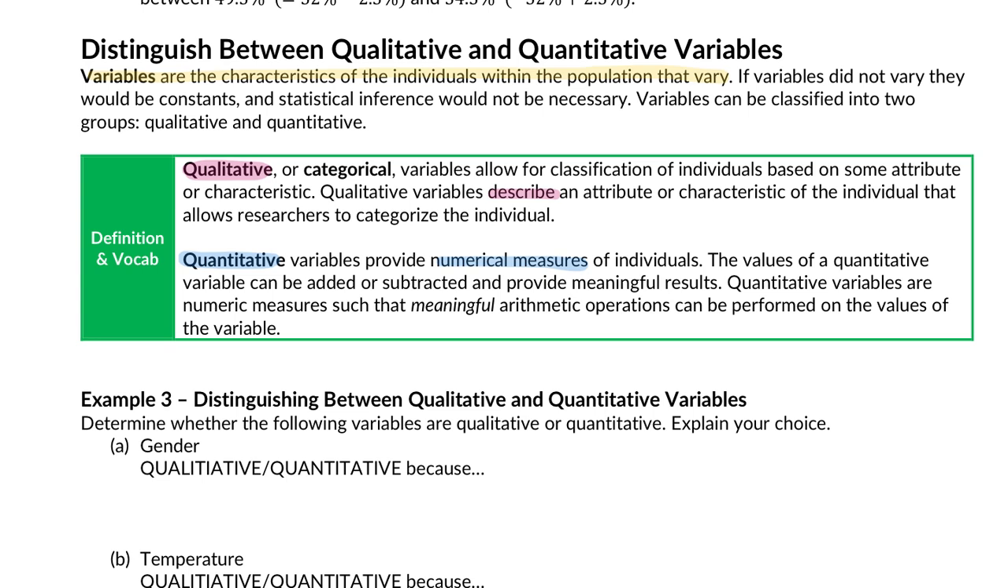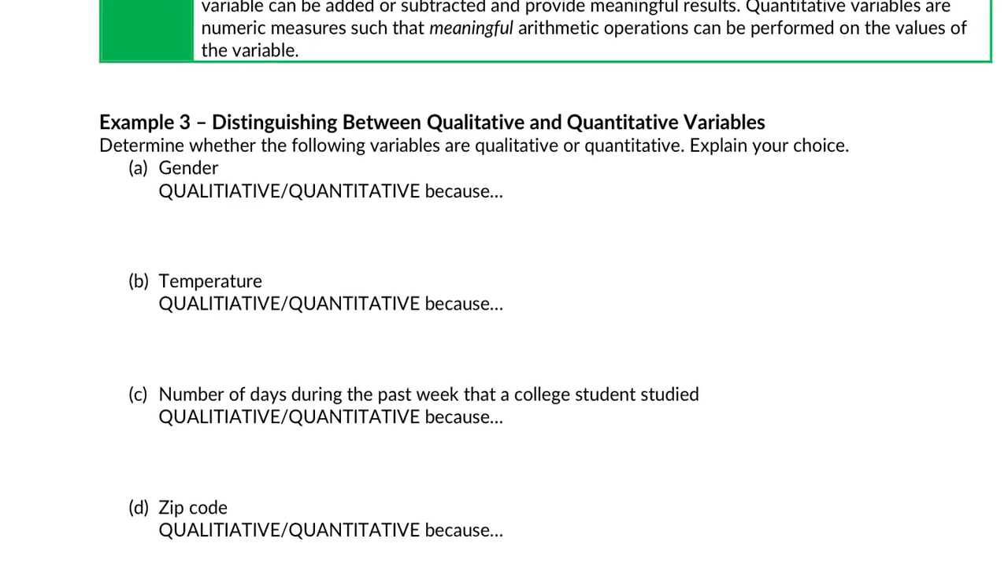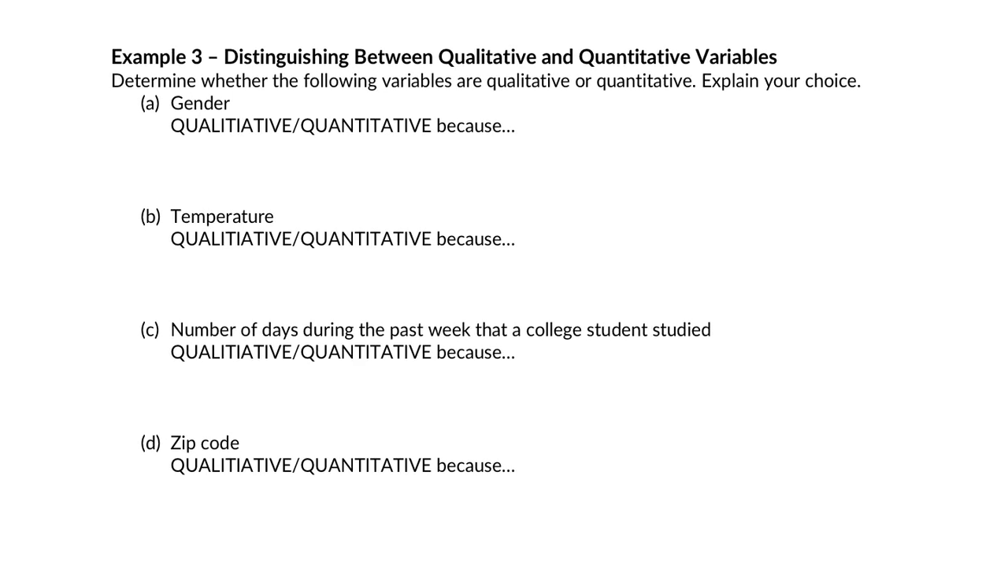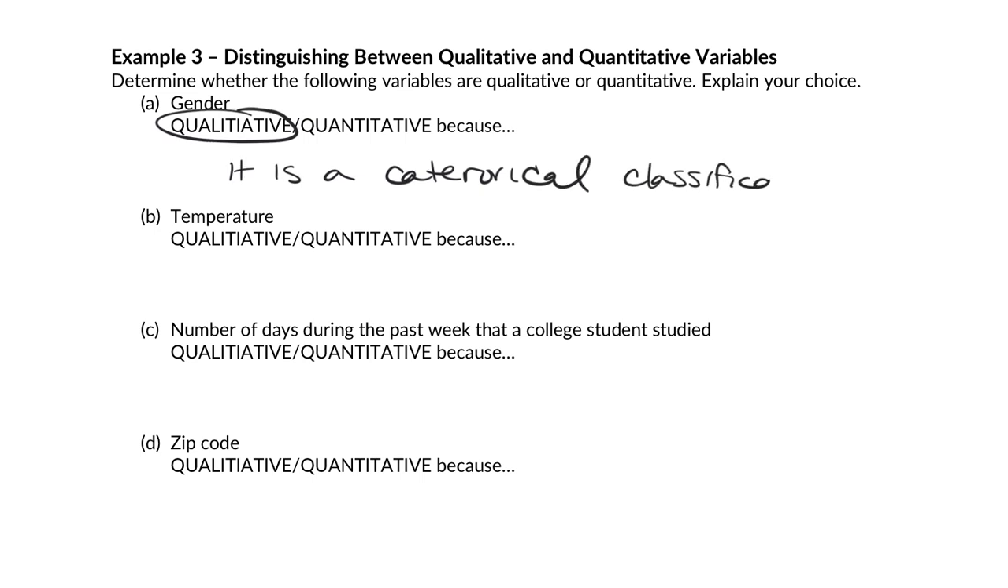So let's see first if we can categorize the difference between these types of variables. Let's say we're doing a study and we're looking at the variable of gender. Is gender qualitative or quantitative? Qualitative. And it's qualitative because it is categorical. Categorical classification. How about temperature?